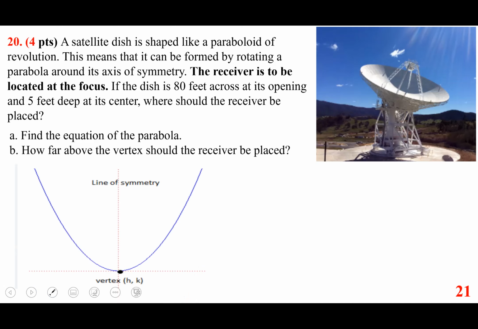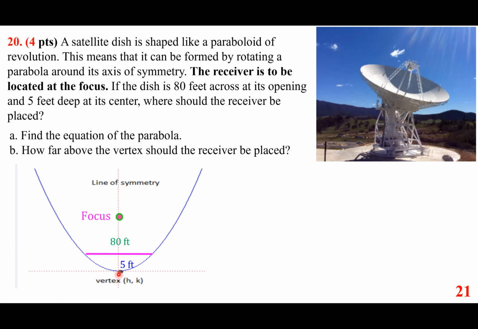Perfect. First and foremost, assuming a parabola, this is the vertex at h and k. This is the line of symmetry. Somewhere we have the focus. That's where this is located. And this is the focus. We have this distance of 80 feet. And we have the depth of 5 feet, none of which is to scale.